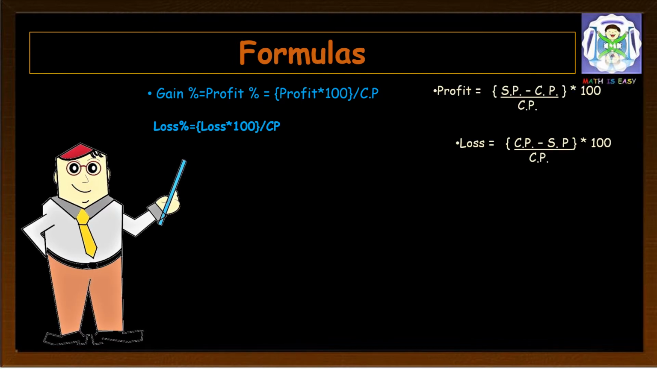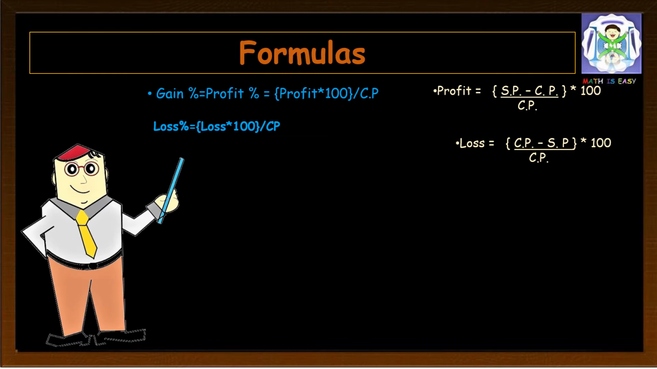And there are a few other formulas for finding the profit and loss, but in these formulas, you will see that loss is written as cost price minus selling price, whereas profit is written as selling price minus cost price. Why are we doing it? We are doing it because of the negative and positive sign. So that's why we are doing this.